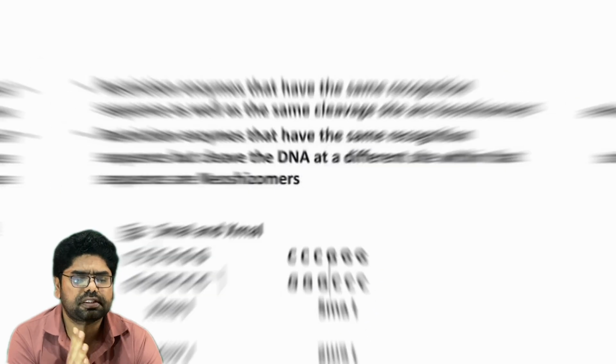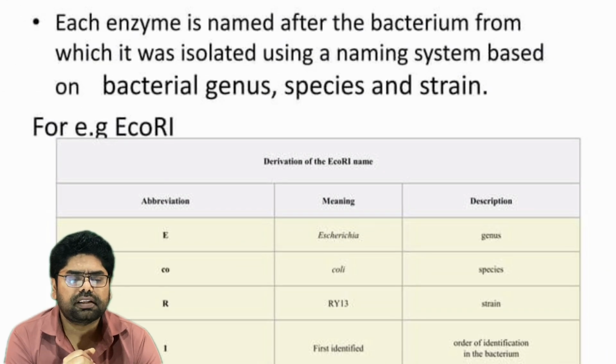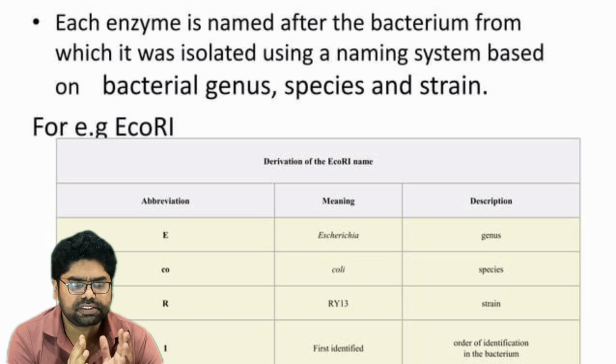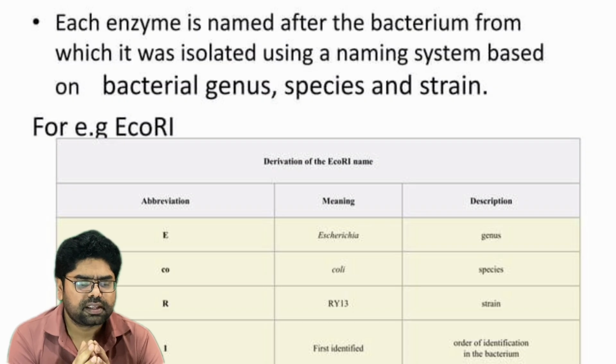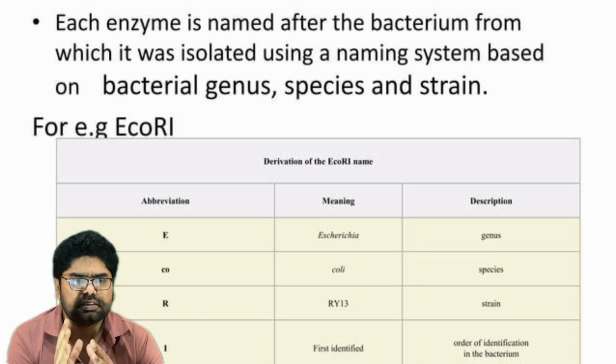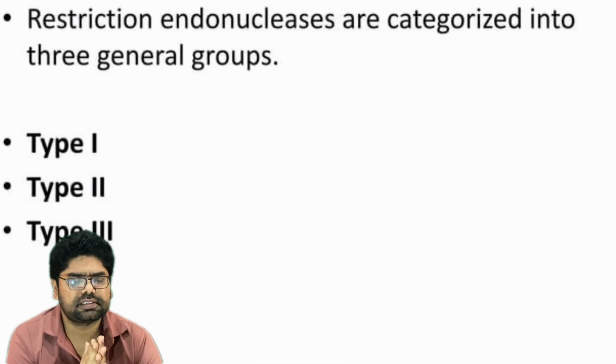Now, nomenclature of the restriction enzyme. Each enzyme is named after the bacterium from which it is isolated, using a naming system based on bacteria: genus, species, and strain. For example, EcoRI, where E is the abbreviation for Escherichia, which is the genus, and co means coli, which is the species. R is RY13, that is the strain, and I is the first identified, in the order of identification in the bacterium.